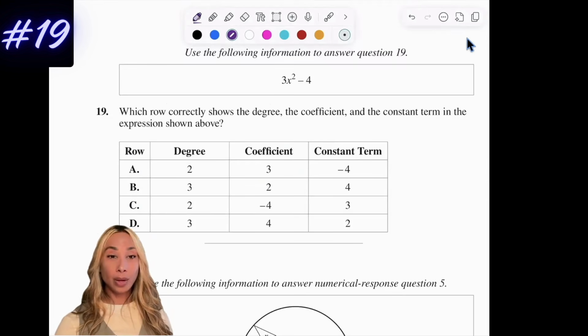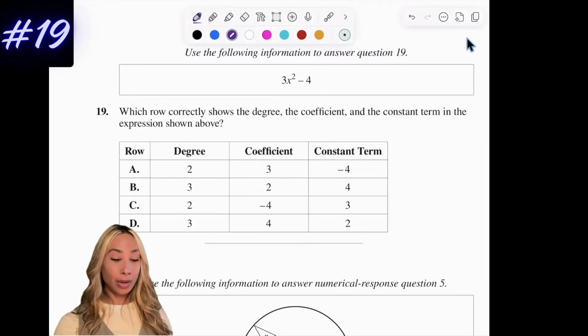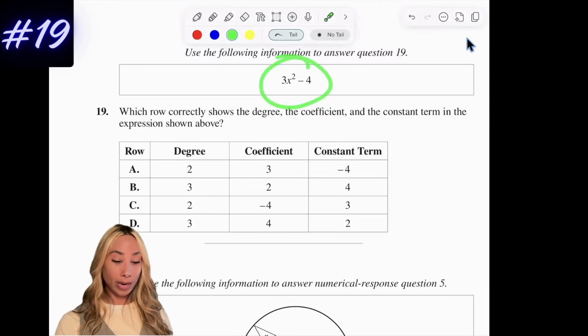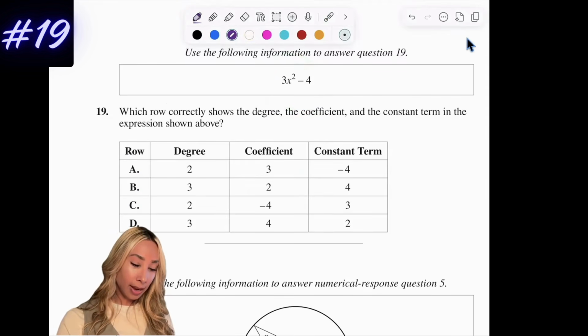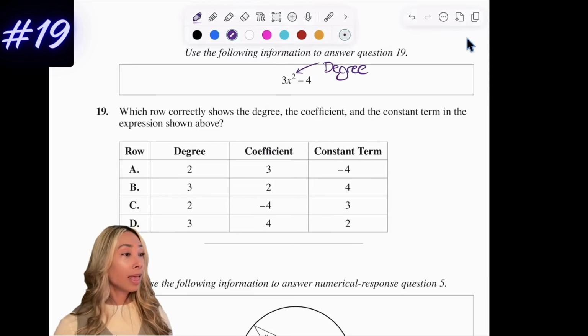So this is one of those ones where I say, let's not even worry about the chart right now. Let's focus on what is going on right here. So the first thing is I see an exponent. That is going to be our degree. A degree is the highest exponent a polynomial can have. Perfect. The second thing is it wants to know a coefficient.